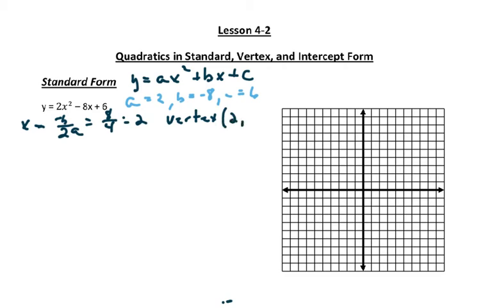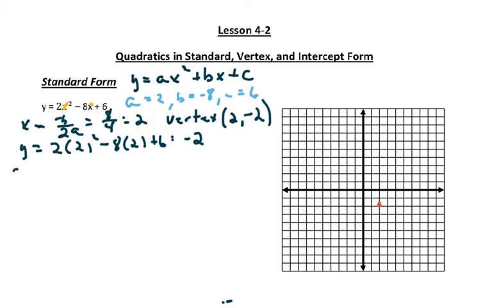Now remember, once we find the x value, we plug in that x value here and here for our x's so that we can calculate what y equals. When we do that, y is going to equal 2 times x is 2, so 2 to the second, minus 8 times 2 plus 6. And when we do all those calculations, you're going to end up with -2. So we just found our vertex point. That's at 2, -2. I'm going to go over here in red and plot that. There it is.